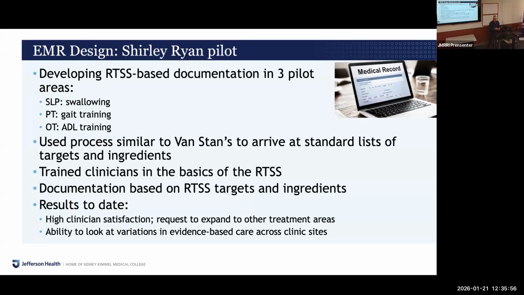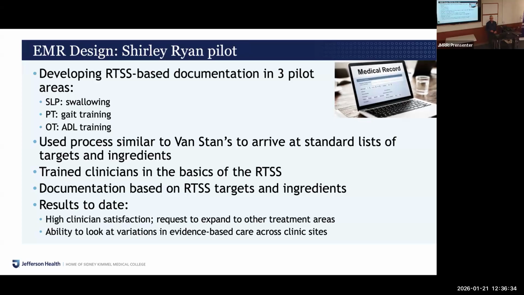The one that's farthest along is the swallowing. They did these in sequence. The swallowing one, they've completed the identification of targets and ingredients, and they've started the documentation of all swallowing therapy in that manner. And what's really incredible about it is, well, first of all, it was possible. They were able to document this way. Clinicians were able to learn how to do it. They actually found out that the amount of time it takes to document is similar, or maybe even a little bit less. So that's a good thing.